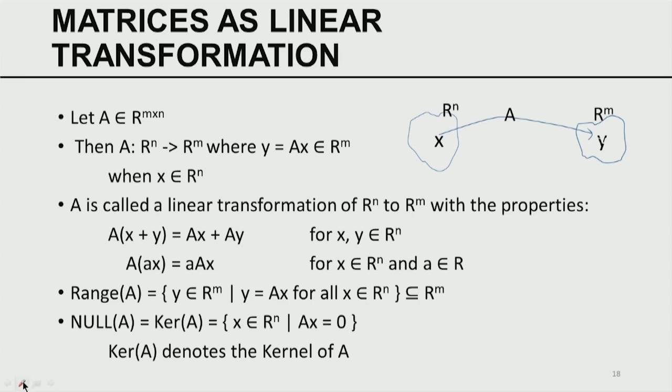We call an operator, or a transformation, a linear transformation or a linear operator from Rn to Rm if it satisfies two properties. A times (x plus y) is Ax plus Ay. A times (alpha x) is alpha times Ax. The first property is called additivity, the second property is called homogeneity. If a given matrix satisfies these two properties, then it is called a linear transformation. If there is a linear transformation, there should also be a nonlinear transformation. So transformations in general are of two types, linear and nonlinear.